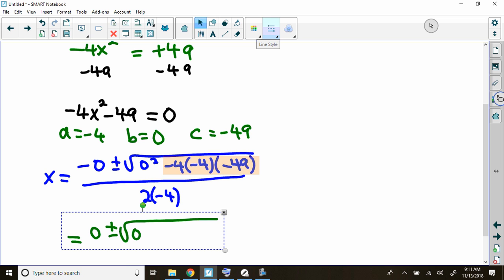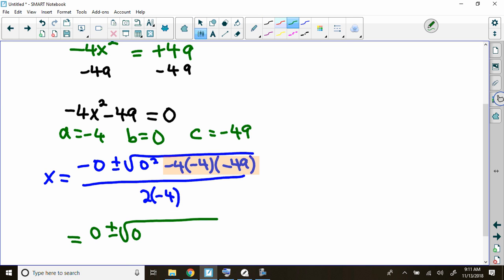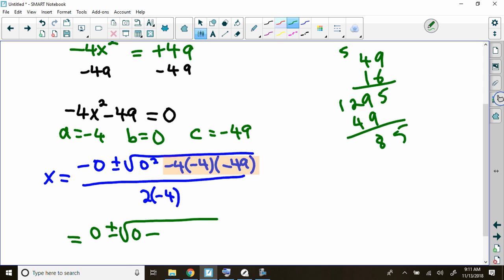And this is a mess. This is why I hate the quadratic formula. Stupid quadratic formula. Why you got to be like that? 49 times 16. That's 9 times 6 is 54. Carry the 5. That's a 9. That's a 4. That's 5. 18. Carry the 1. That's 784. Minus 784. And then this is all over negative 8. What a mess.